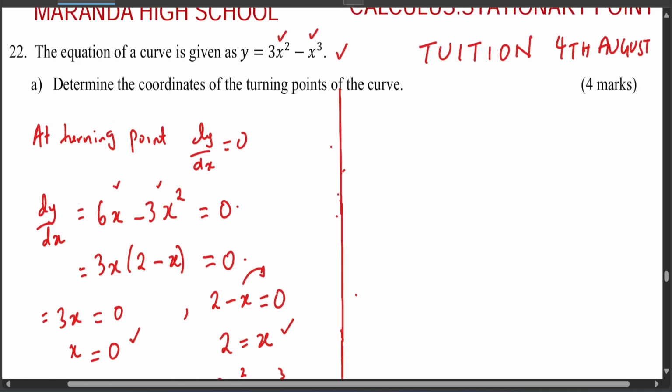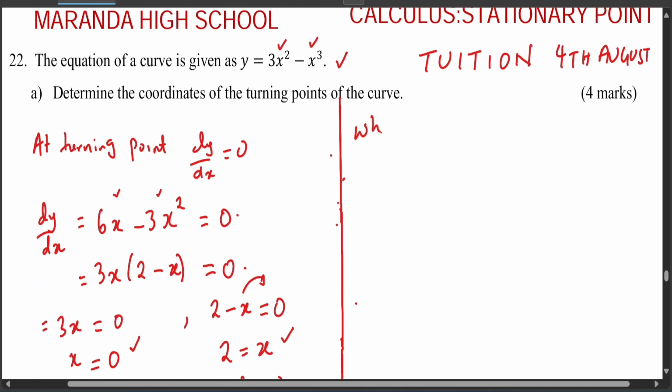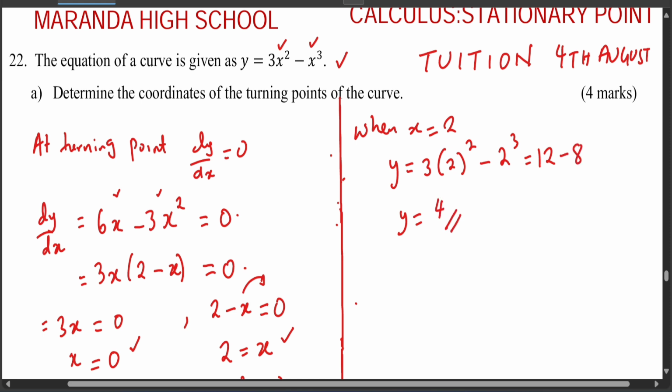So, okay, what about when x is equal to 2? When x equal to 2, what is your y value? So you come and substitute the same equation. So write 3 times 2 squared minus 2 cubed. So y equal to 2 squared ni 4, 4 times 3 ni 12. So 12 minus 2 times 2, 4 times 2, 8. So ni 12 minus 8, which is 4. So your other point ni 2, 4. So your first stationary point is 0, 0, and the second stationary point is 2, 4.